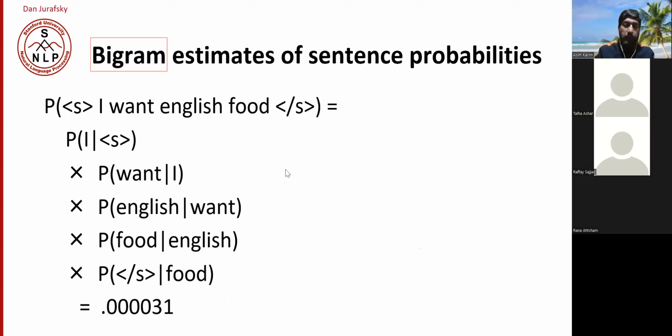Once you have estimated bigram probabilities from a corpus, you can estimate the probability of any sentence using those estimated bigrams. So if you have the sentence "I want English food," what would you do? You find the probability of "food" given "English," then "English" given "want," and "want" given "I," and "I" given the start of sentence. If you multiply all of these bigram probabilities, you get the probability for this sentence.